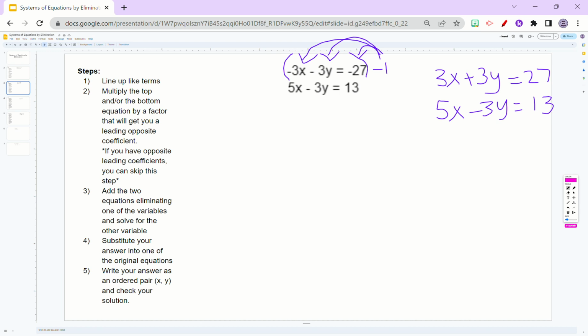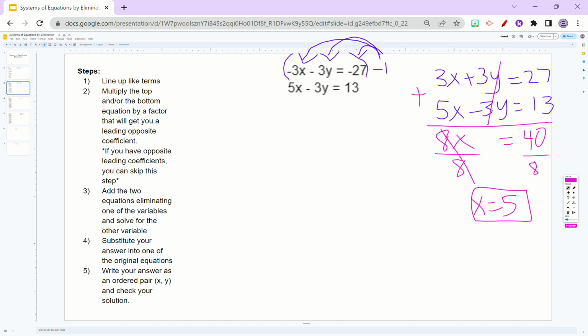All right, so now that we have opposite leading coefficients, right, our y's, we have a 3 and a negative 3. Those are our opposite leading coefficients. We are now going to add them. So 3x plus 5x will get us 8x. 3y plus negative 3y is 0. Those cancel. Then we're left with 27 plus 13 will get us 40. Divide both sides by 8, and then you get x is equal to 5.